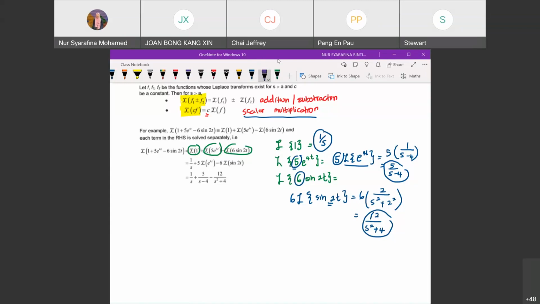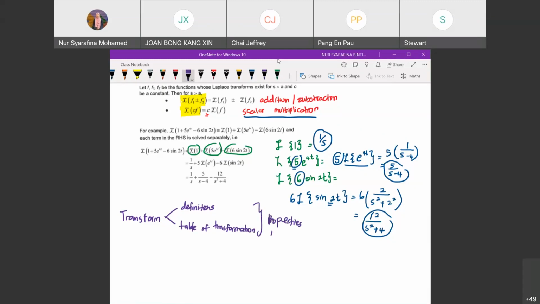What we have learned just now is how to transform. There are two ways to transform. The first is by using the definition, then the table of transformations. And in each of these transformations, we are going to learn about the properties. There are properties that we need to consider.